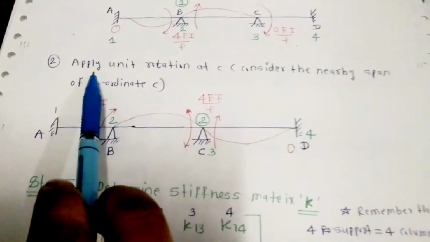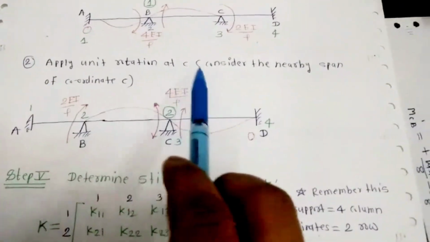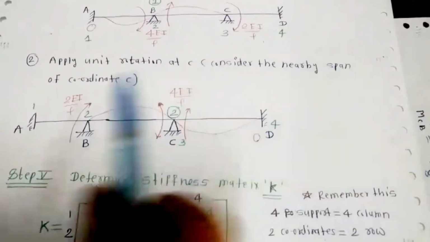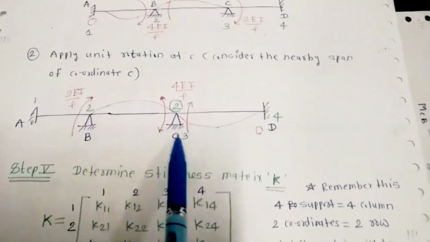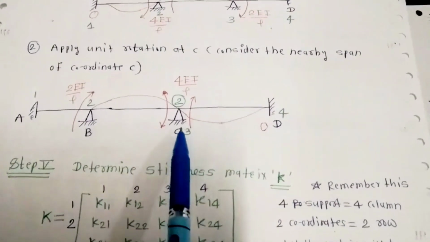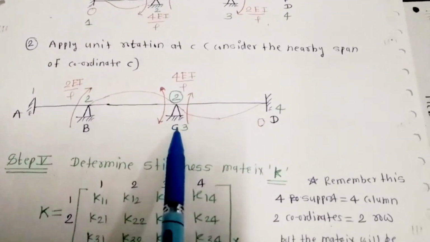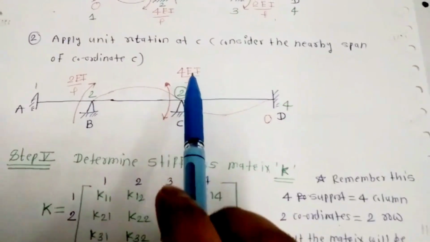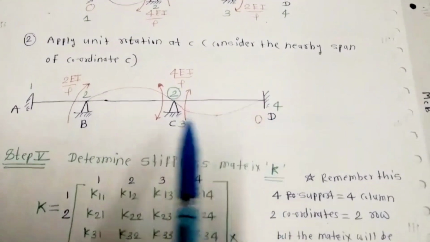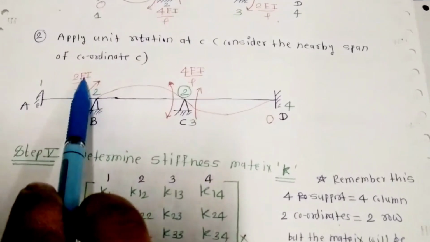Now if applying unit rotation at C, we have to consider the nearby spans of the coordinate C, that is CB and CD. So if unit rotation is applied at C, the value is 4EI upon L. If the far end is fixed, the value is 0, and if the far end is hinged, the value is 2EI upon L.